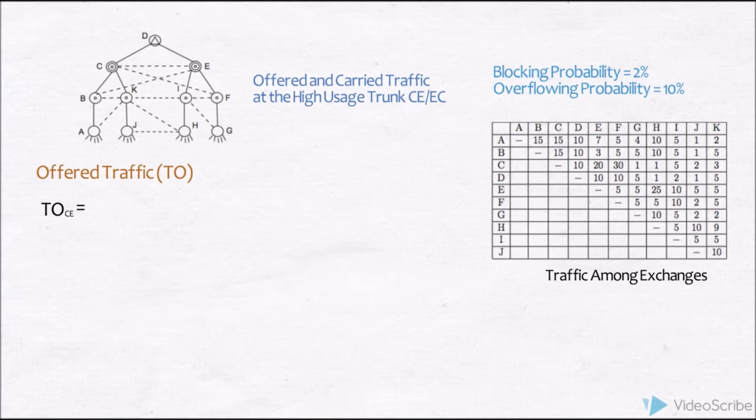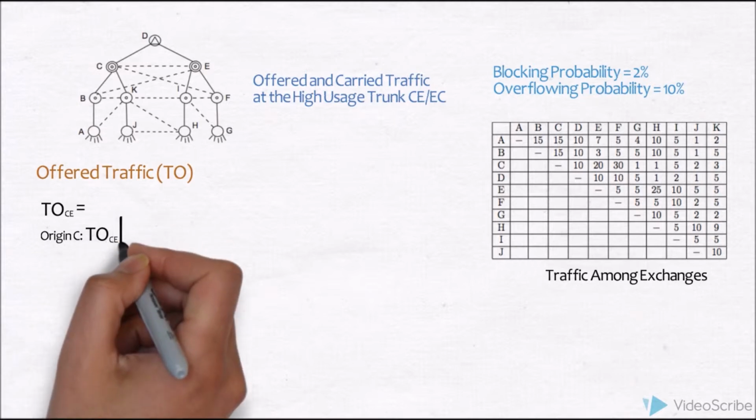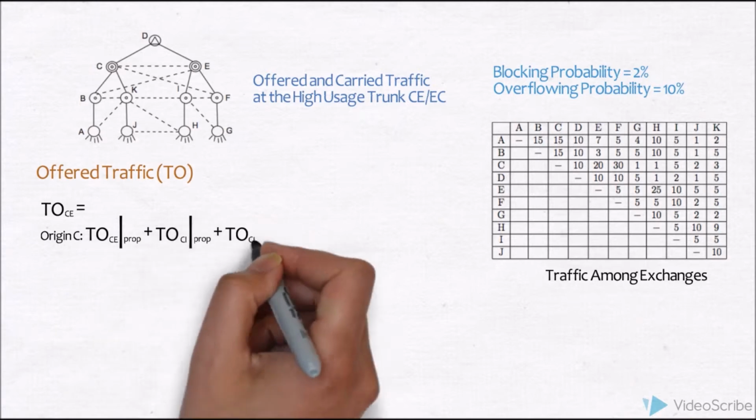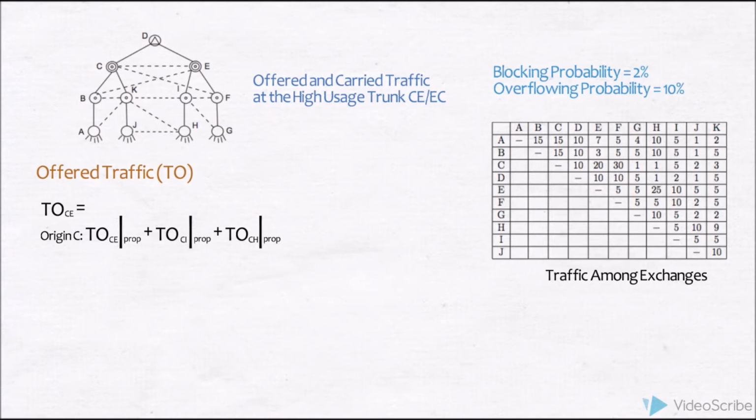First, we choose the origin exchange. In this case, EC. And then we will find the different paths which can use that trunk. In this case, we have the traffic from C to E, plus the traffic from C to I, plus the traffic from C to H. We cannot use the traffic among C and F, nor C and G, because it will go through the direct section CF, or through the final trunk, never through CE. This is a really important issue to take into account.